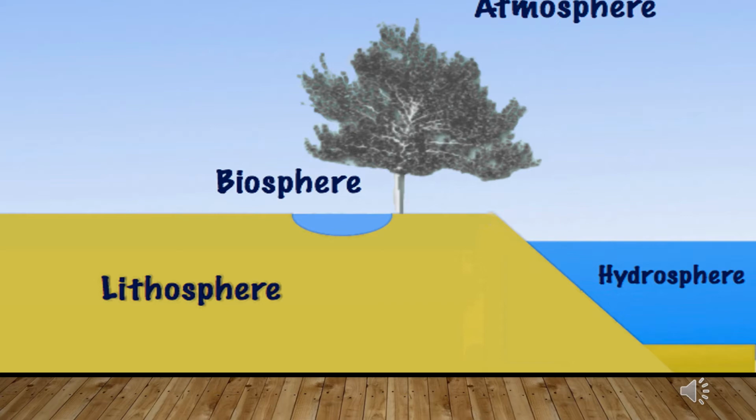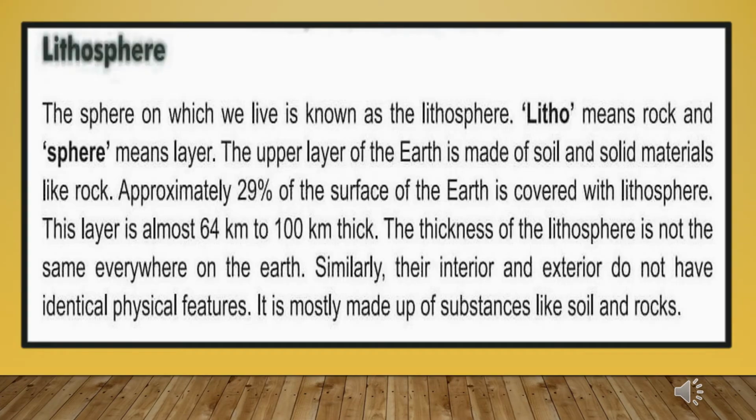Atmosphere, biosphere, lithosphere or geosphere, and hydrosphere. The atmosphere comprises all gases. The biosphere includes all living organisms. The lithosphere is the solid part of the Earth, and the hydrosphere is the liquid part. Lithosphere: the word lithosphere is derived from the word sphere combined with the Greek word lithos, which means rock.